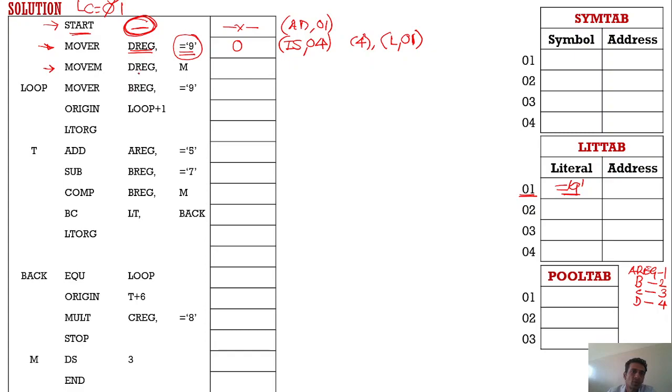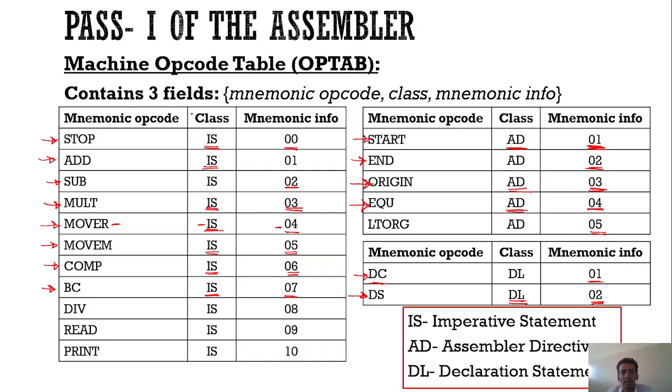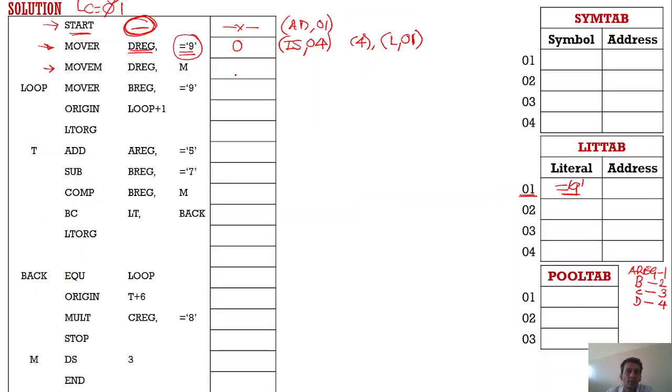Next instruction is MOVEM. Again, if you refer to the table, you will get to know MOVEM is of type imperative statement and its mnemonic info is 05. So we need to perform LC processing as it is an imperative statement. Hence current LC is 1, and the length is 1, so add 1 to it and next LC is going to be 2. Now in intermediate form, it is IS comma 05.